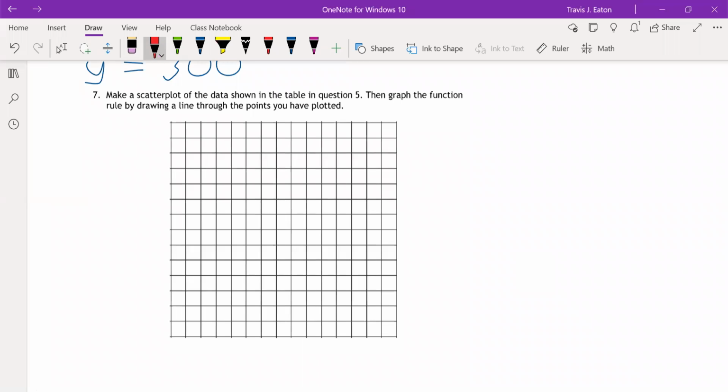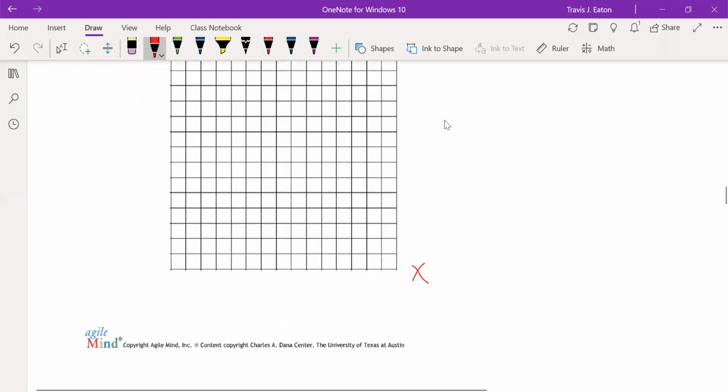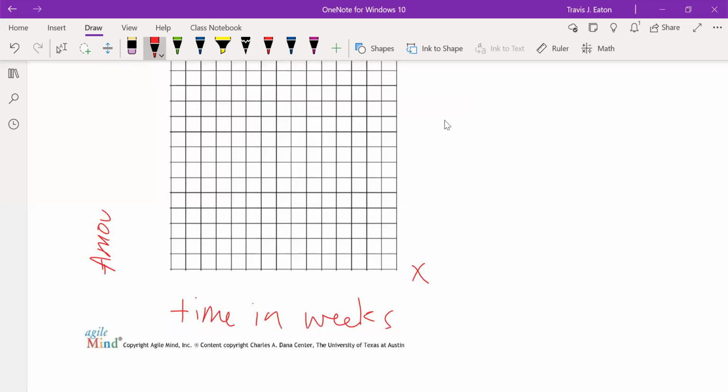We of course want to make sure that we label our x-axis here, and our y-axis is up here. On the x-axis, we're talking about the amount of time in weeks. And over here on the y-axis, we're looking at the amount of money saved in dollars.